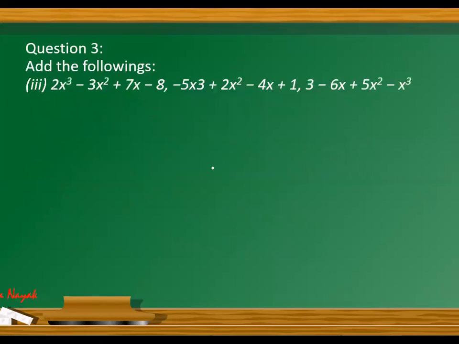Next is question number 3, x cube, x square, x, 8. x cube, x cube, x square, x, 1. 3, 6x, x square, x cube. So there are 4 terms, 3 algebraic expressions, each having 4 terms. And you have to add them. So we have to put the addition sign first.